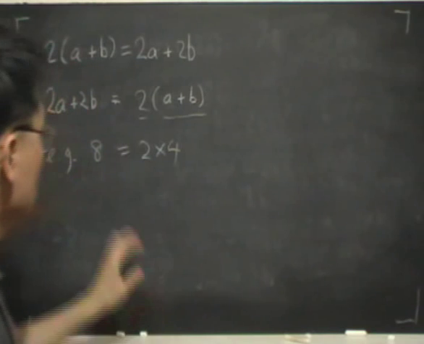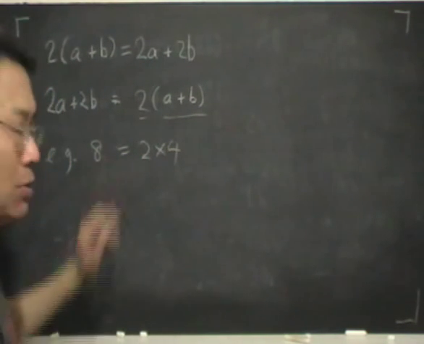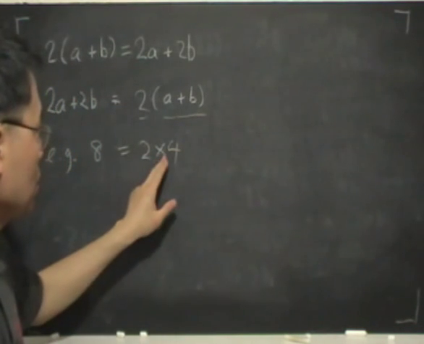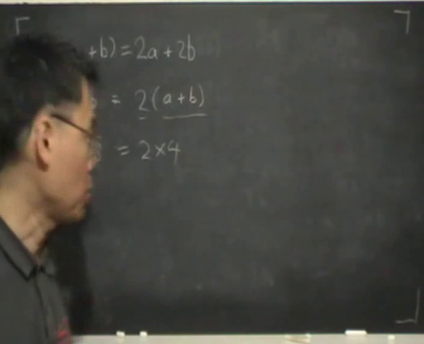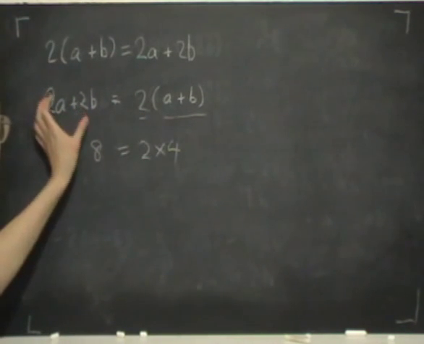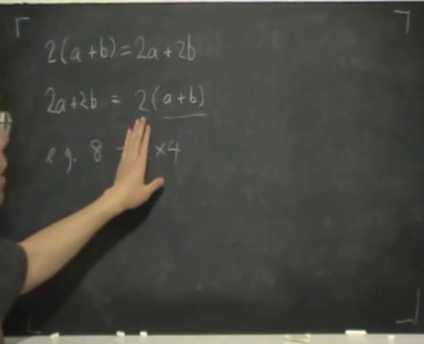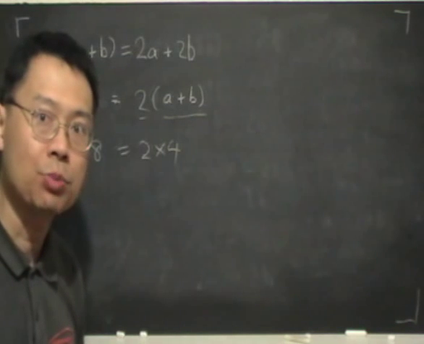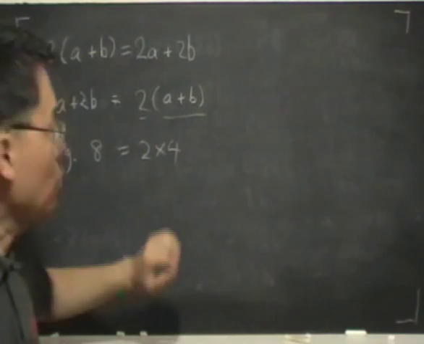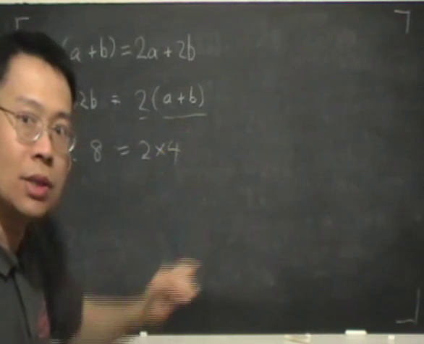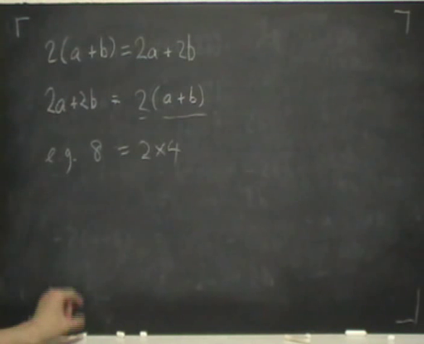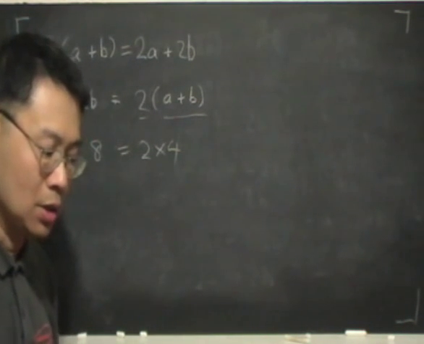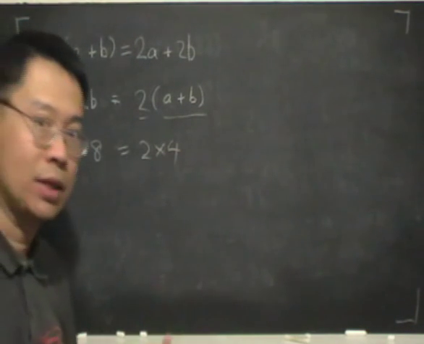So if I write 8 as 2 times 4, I have factorized the 8. I have written it as a product of two factors. So that's what we mean by factorization. To take an expression in algebra and write it as a product of two expressions. So this time, instead of just numbers, we have expressions as the factors. So let's just look at one or two examples to get used to this idea of factorizing.